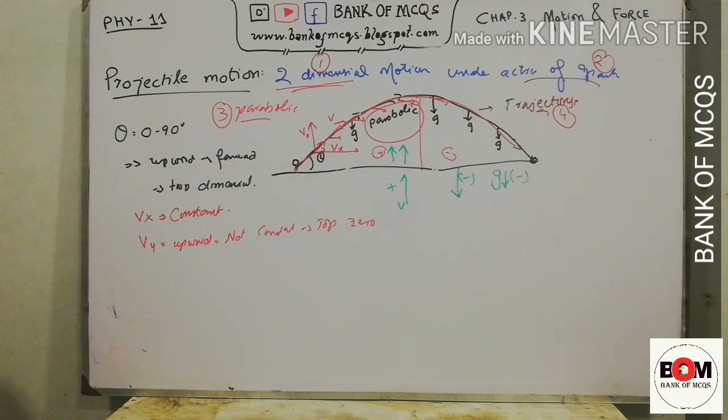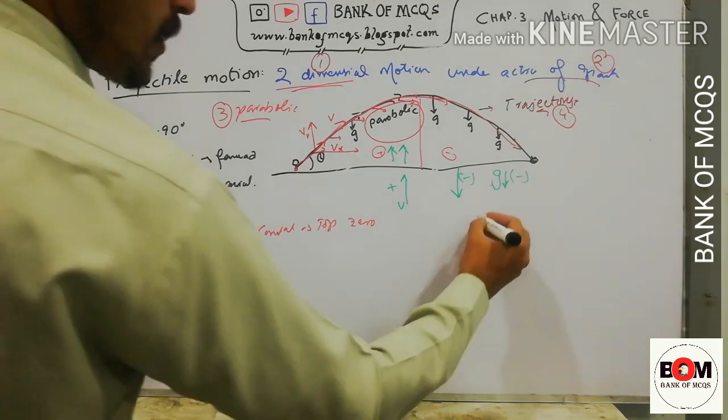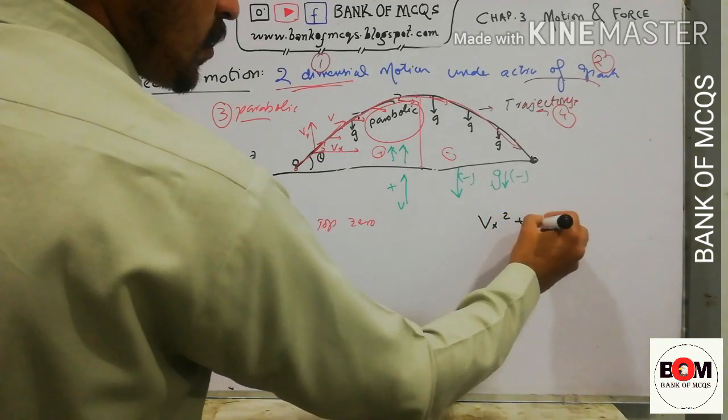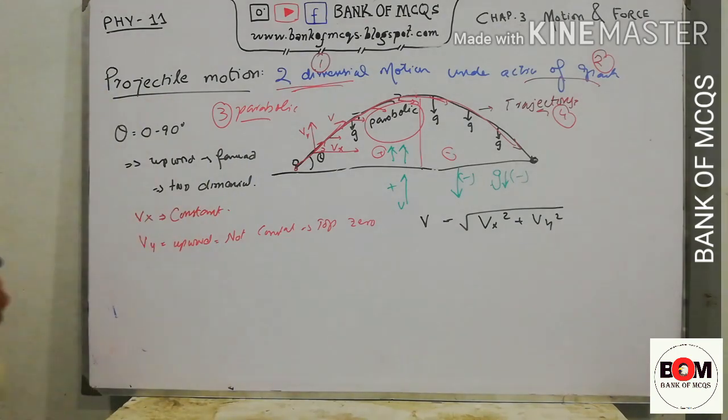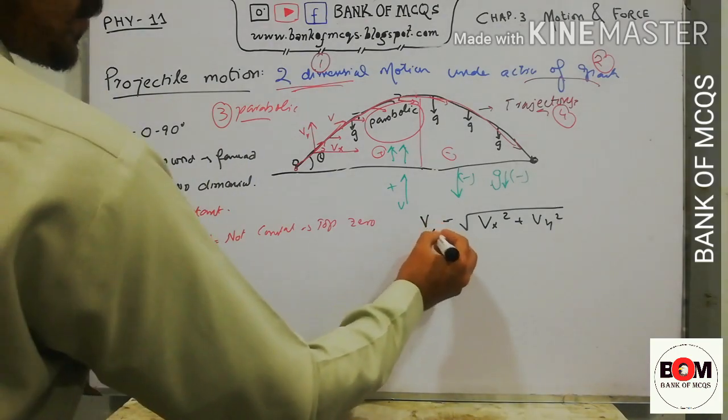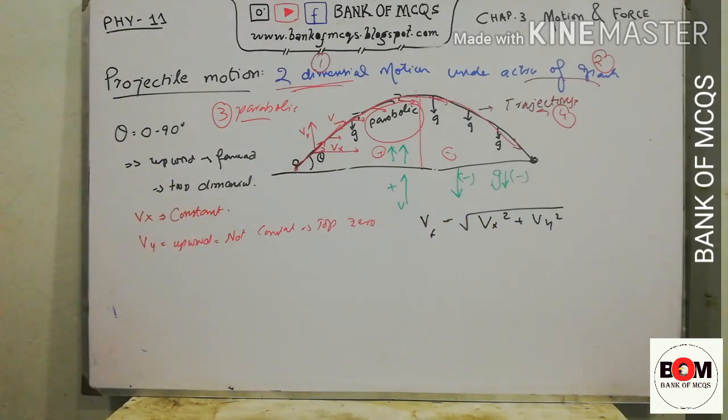Now sometimes they give us velocity, or we can find the magnitude of velocity. In that case, if and only if we have the velocity x component and y component. So if we have x and y component, we can solve by the chapter number 2 formula, that is Vf is equal to the square root of Vx square plus Vy square.